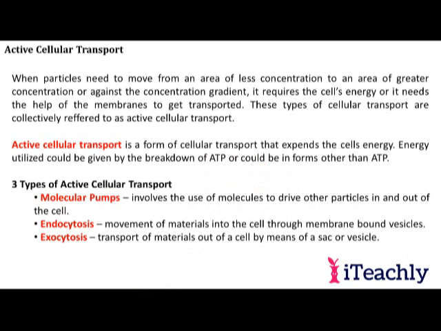You'll notice another new word here. The way that we get things in and out of the cell is with these little things called vesicles. And vesicles are just like little sacs that move in and out. There are some pictures here that you'll be able to see. The third way is when we're moving something outside of the cell.